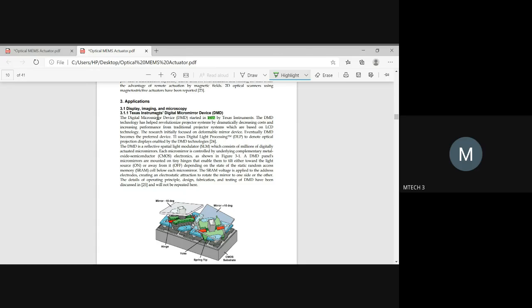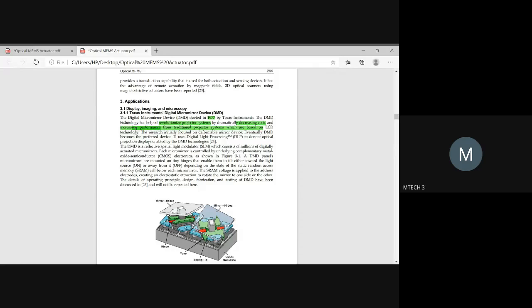This DMD revolutionized many types of systems dramatically, and it also reduced the cost. There was no huge cost investment, and the performance was really empowered by using this DMD. It helped people, instead of projecting something, to go directly with LCD technology. Before 1977, there was no LCD technology at all. People used to go with the traditional projector system, projecting what you want to display, right?